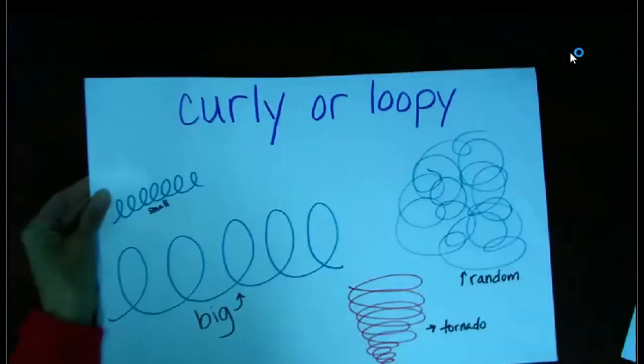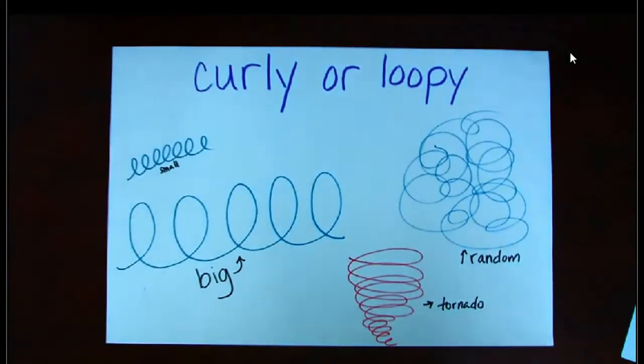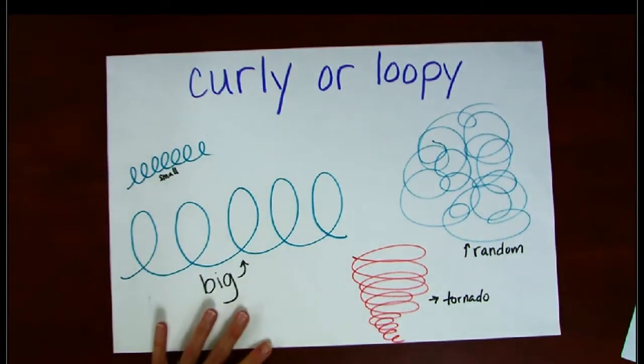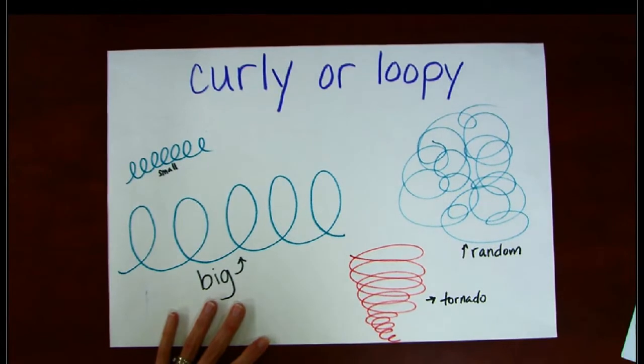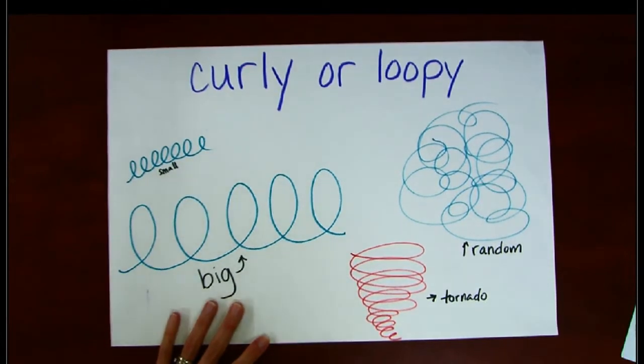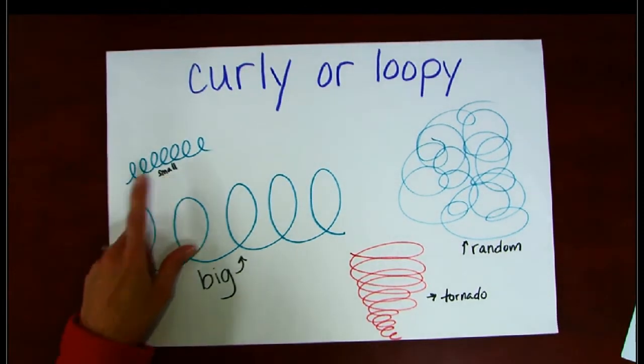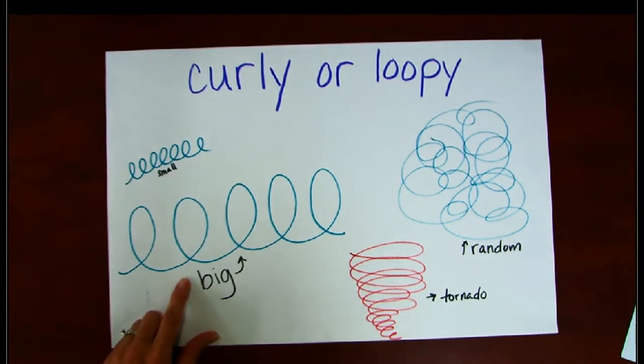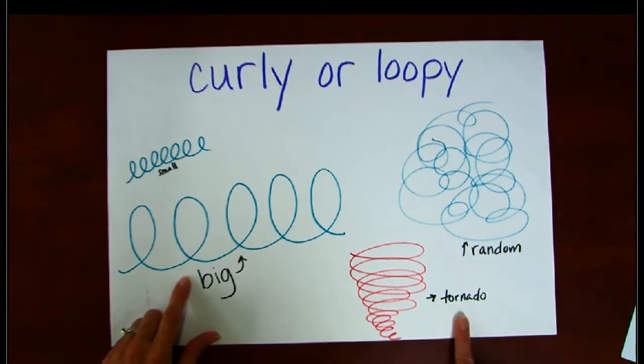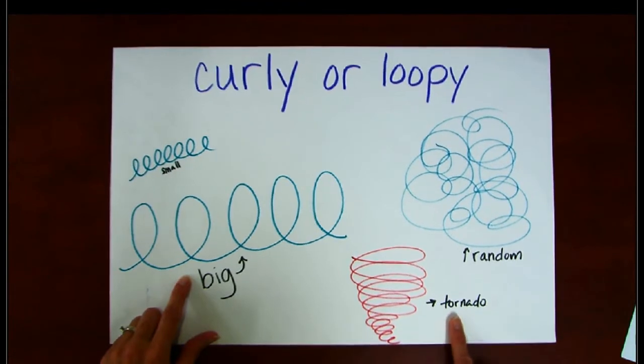Now, the 4 lines that we're going to be looking at today, I'm going to start us off with the curly or loopy line. Now, the curly or loopy line, if you have curly hair, or if you've ever been on a big, huge roller coaster, that is using the curly line or the loopy line. So you can make small loops. You can make really big ones. I love making tornadoes, and I'll show you how to make a tornado when we get into the lesson.